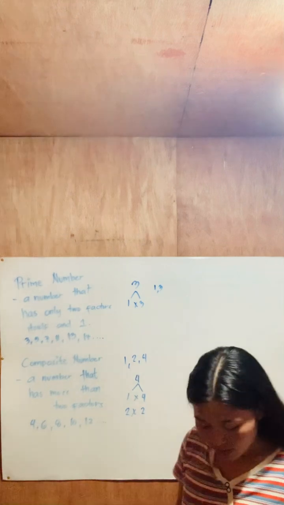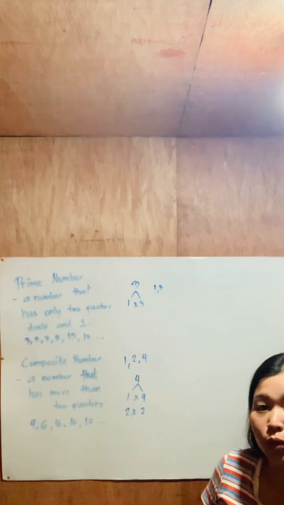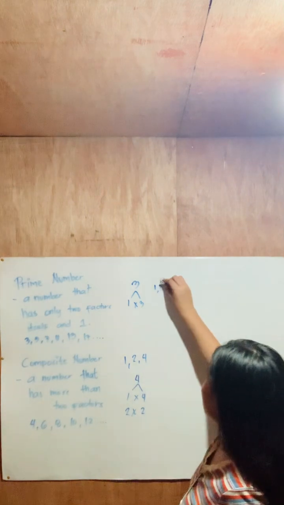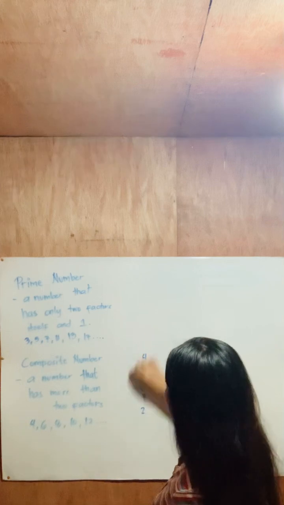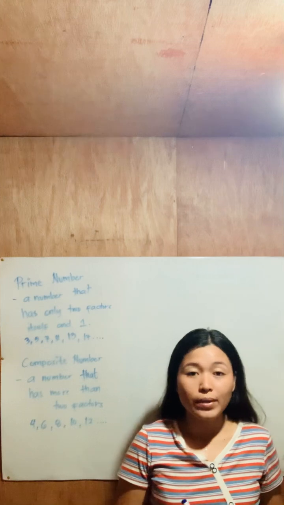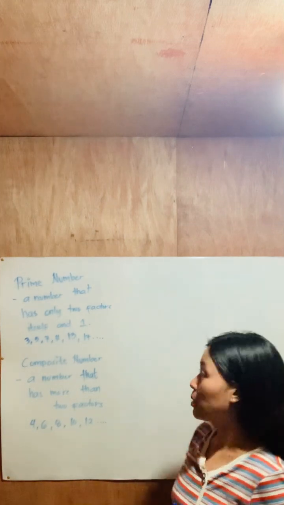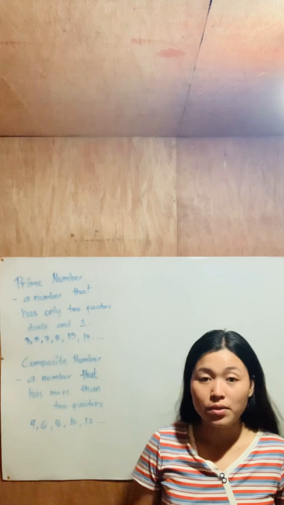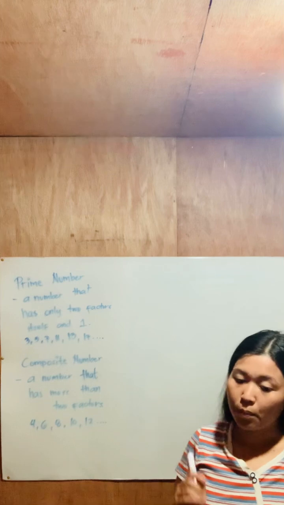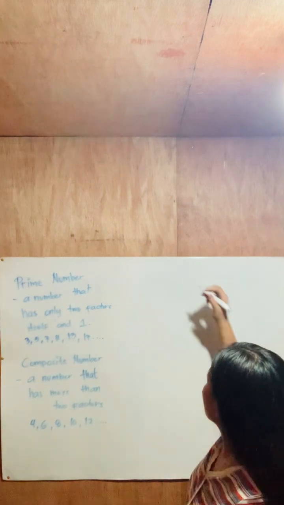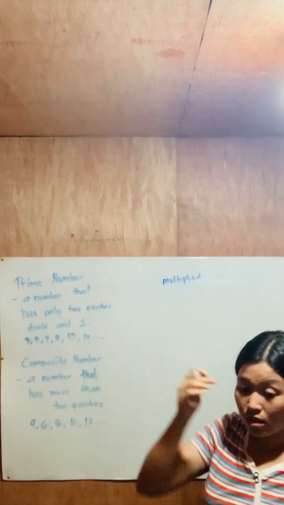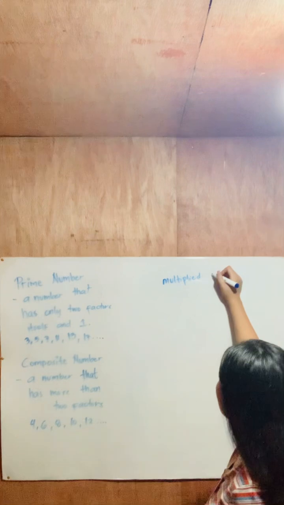So now let's talk about what prime factorization is. Prime factorization breaks a number down into its prime factors, all the prime numbers that multiply together to equal the original number. So the prime factorization numbers are multiplied to obtain the original number.